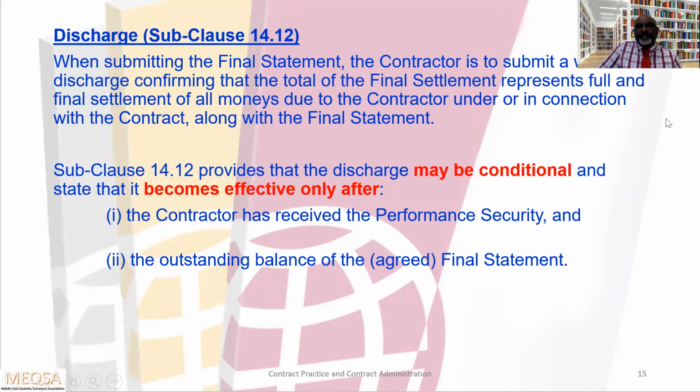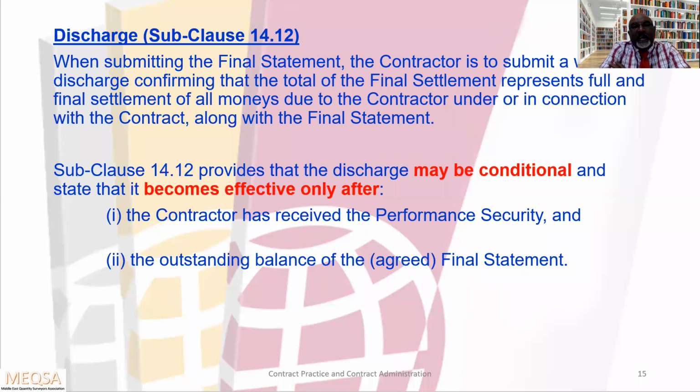Discharge. While we are submitting the final payment certificate as per FIDIC 99, Subclause 14.12, the contractor has to submit the written discharge certificate with the final statement. Let's see. When submitting the final statement, the contractor is to submit a written discharge confirming that the total of the final settlement represents full and final settlement of all monies due to the contractor under or in connection with the contract, along with the final statement.